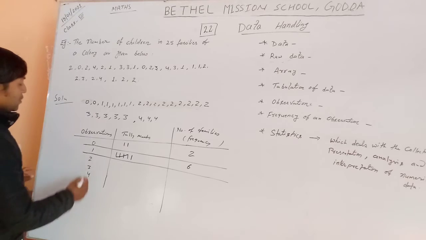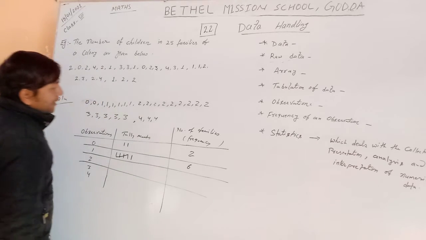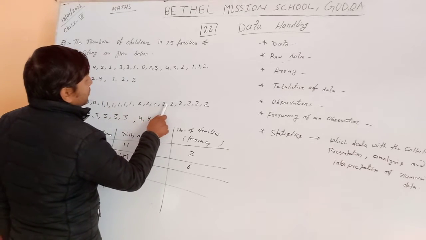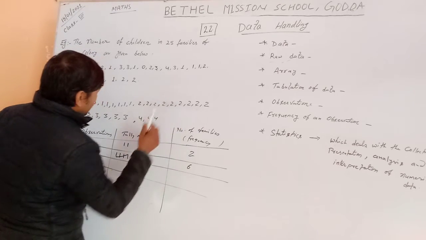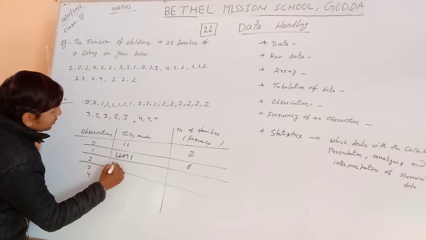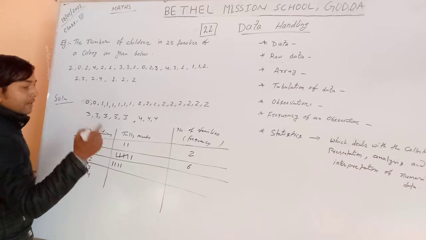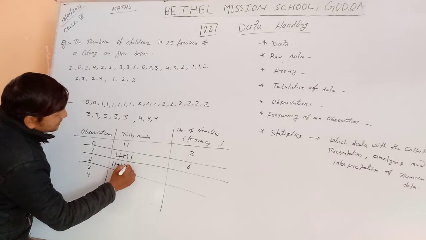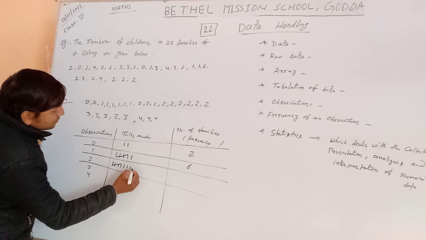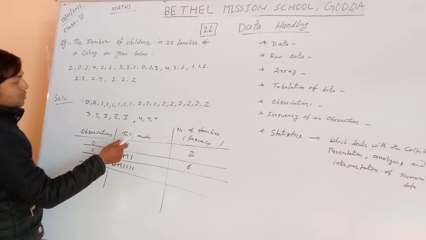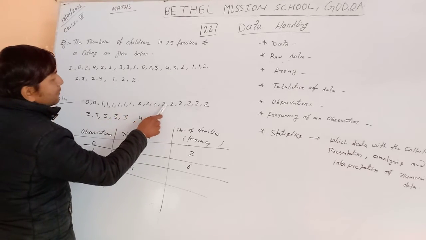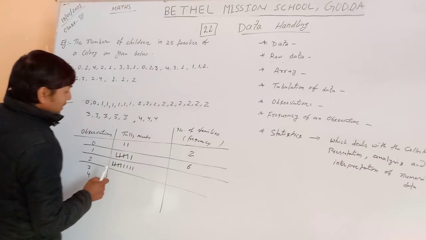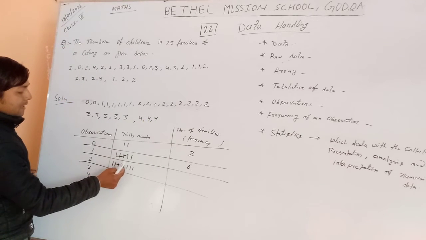Now how many 2's? 1, 2, 3, 4, 5, 6, 7, 8, 9. So write down 1, 2, 3, 4. And when you write 5, cut this one. 5, 6, 7, 8, okay, 9. So how many? There are 9. 4 and 1 is 5, 6, 7, 8, 9.